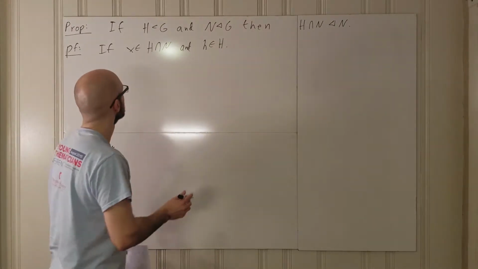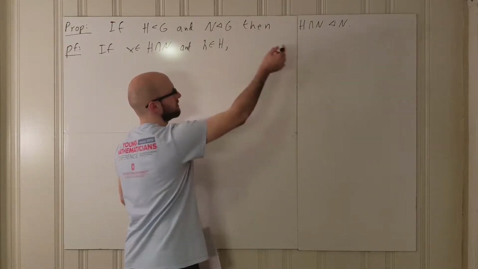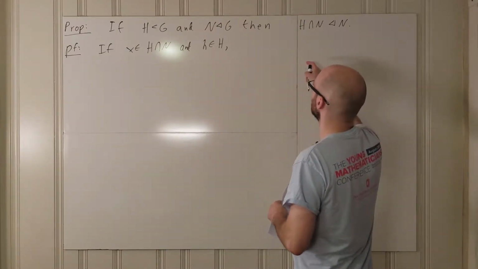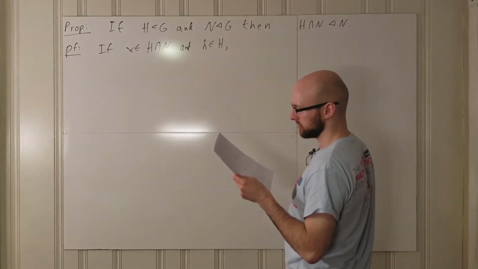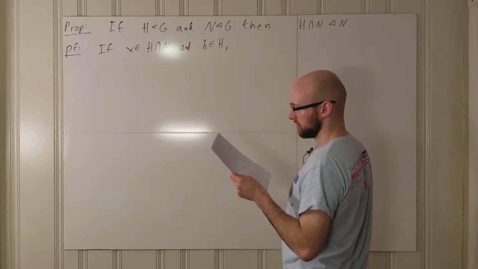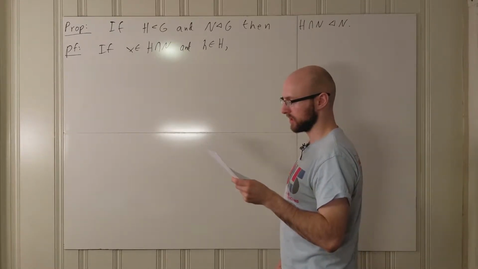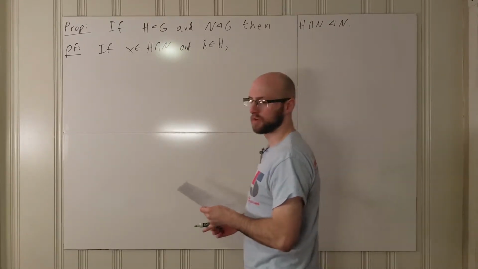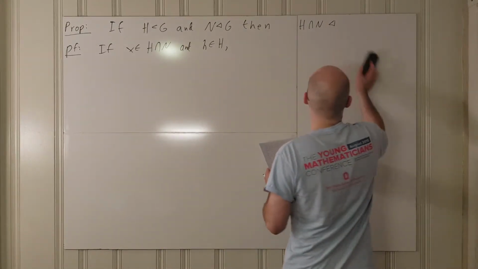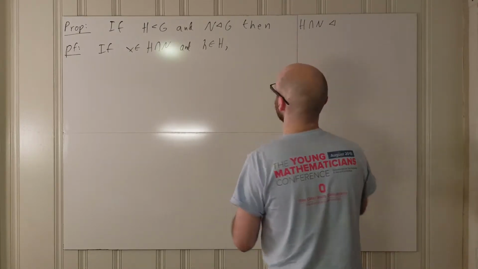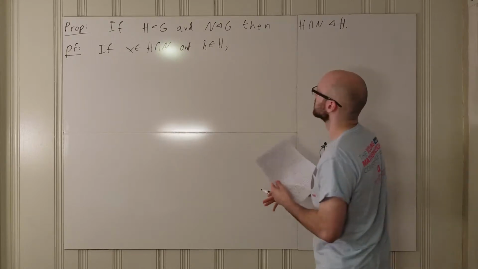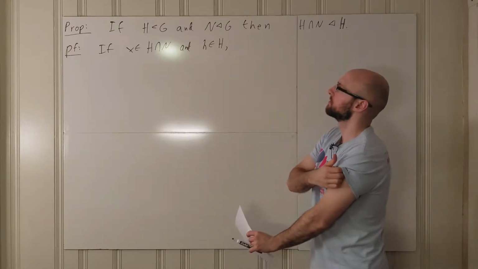So what we want to do is check the normality condition. We want to make sure that if we conjugate... Wait. No, this isn't right. The statement's wrong. I must have written it down wrong or something. But yeah, this is going to be normal in H. I mean, it's probably also normal in N.